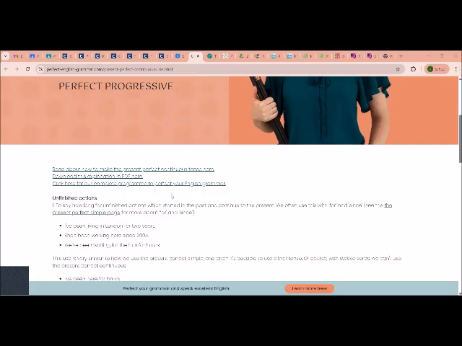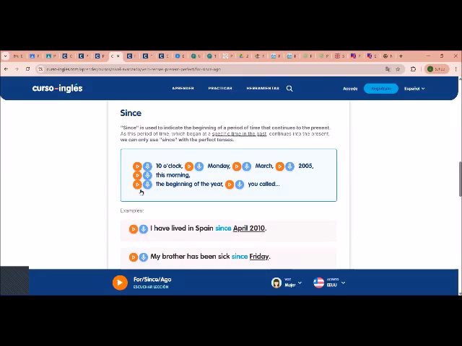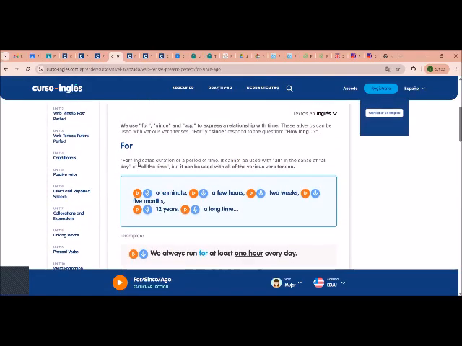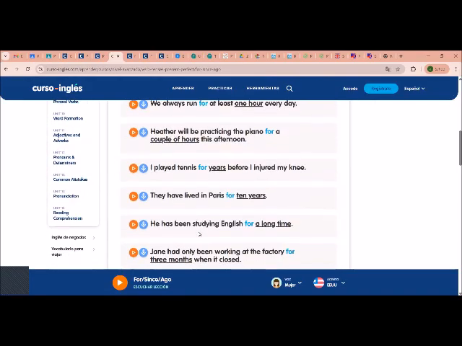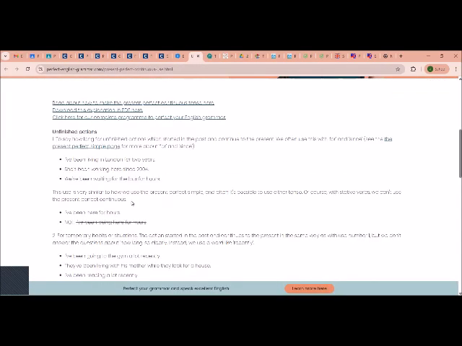Good. Now, when you see for and since, you're thinking of two things. All right. For helps us to express a period of time, and since helps us to express the starting of the period of time. All right. So try to remember those.